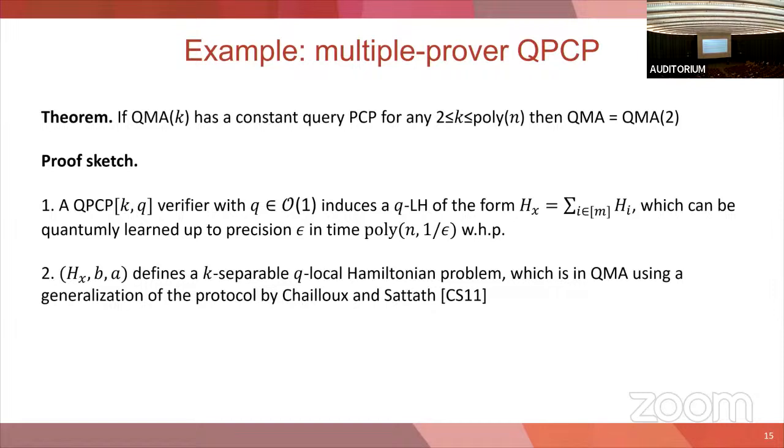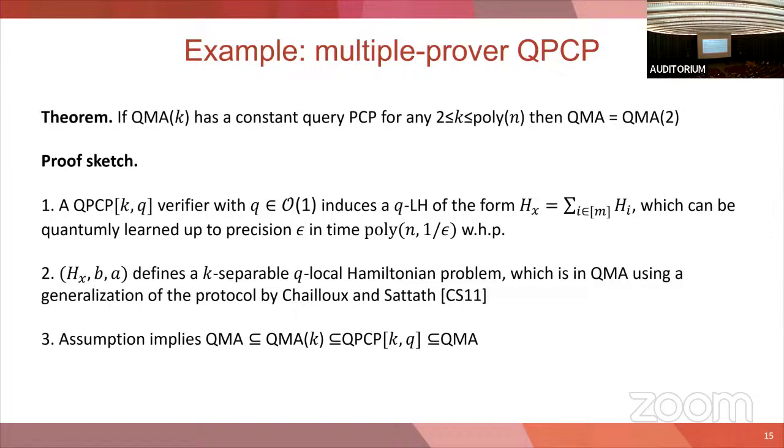And then we know, of course, that QMA is contained in QMA(k) for any k larger than 1. Now, by assumption, this is contained in this class QPCP(k, q) for some k and q, which is then in QMA, and this then proves the theorem.